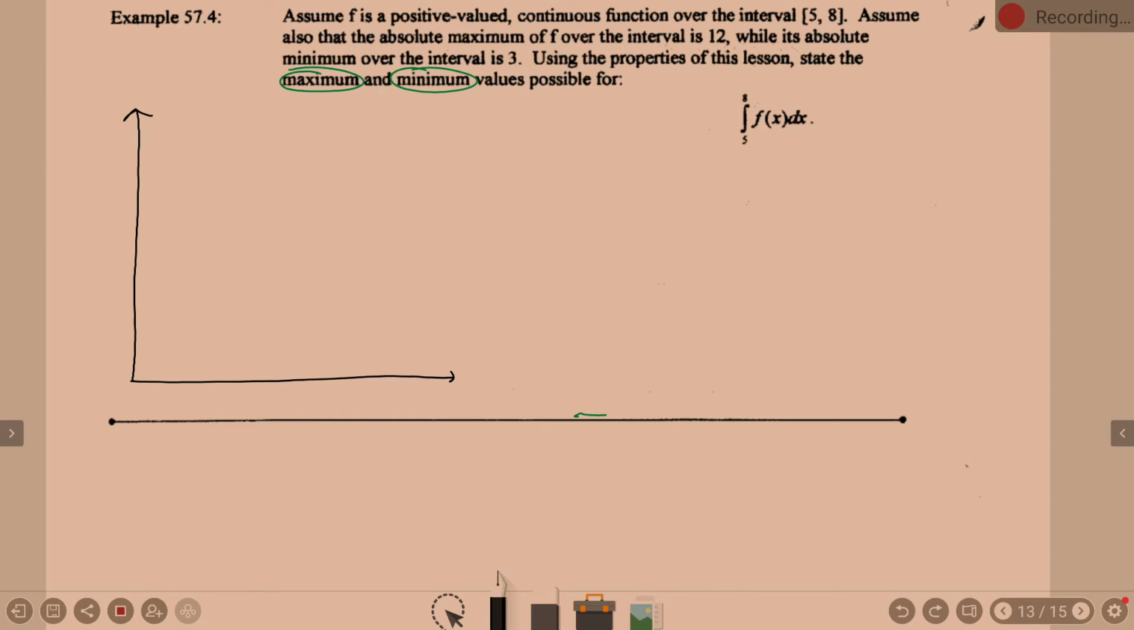So I'm going to, let's see, 1, 2, 3, 4, 5, 6, 7, 8, and 3, 4, 5, 6, 7, 8, 9, 10. Did not set that up right, but that's all right. You guys get the picture. Okay, so my x-axis, I'm trying to show 5 and 8. My y-axis, I'm trying to show the minimum value of 3, the maximum value of 12.